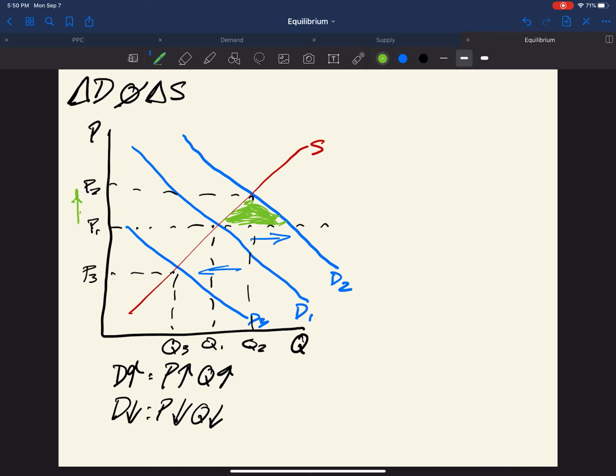I raise the price, which is what I've done down here. When I raise the price, what happens to quantity supplied? It's going to increase. So these are the laws of demand and supply working together in tandem.